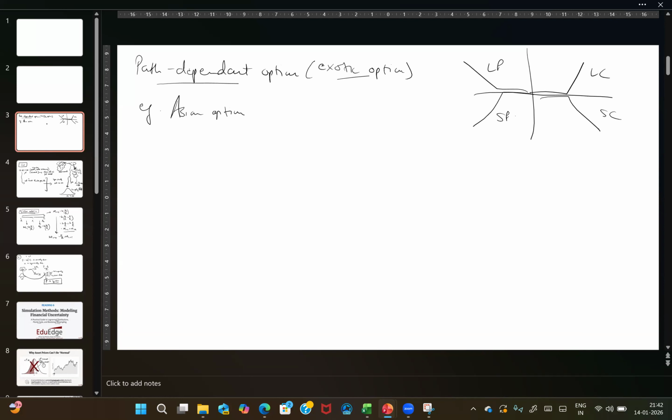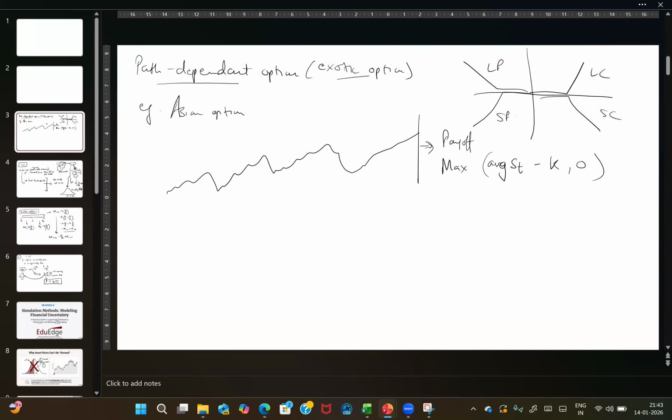In an Asian option, you let the prices evolve over time, and then the option which is based on such an asset will have this characteristic. It will be max of average of STs minus K, comma 0. This will be the payoff function of a long Asian call option.